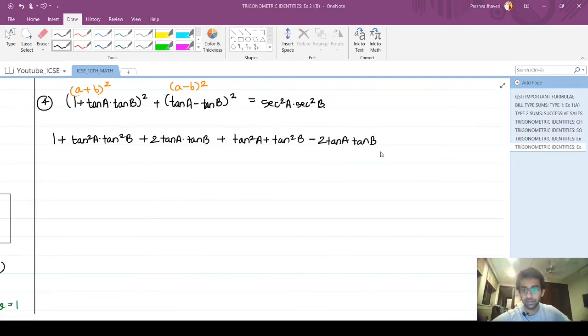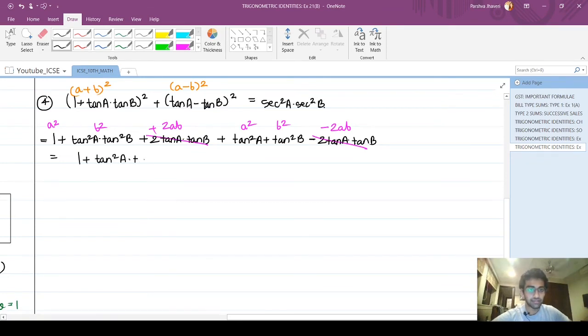For those of you that need a quick revision on this, look at this. A square, B square, 2AB, A square, B square, minus 2AB. Acha, this is what I did. Now very simple, 2 tan A tan B minus 2 tan A tan B get cancelled. What is left now? We have to just play around with what is left. What is left is 1 plus tan square A tan square B plus tan square A plus, don't forget this plus, tan square B.